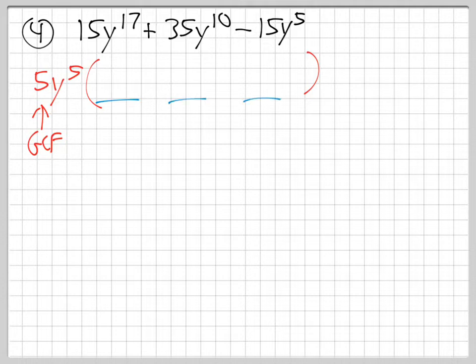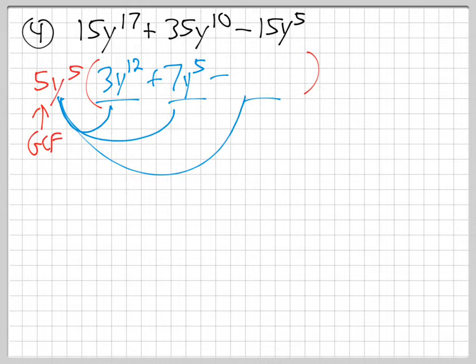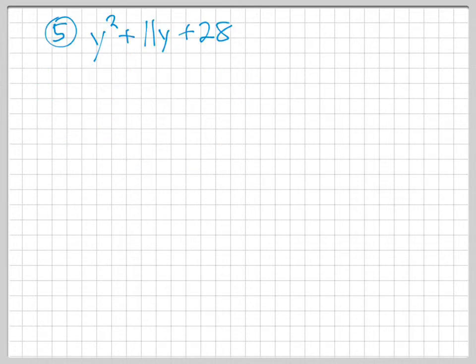3 blanks, plus and a minus. 5y to the 5th times 3y to the 12th. Out front numbers multiply, powers add. That'll work. 5y to the 5th times 7y to the 5th. Yeah. So out front numbers multiply, powers add. Subtract 3. And 3. Out front numbers multiply, powers add. That good? Yay. All right.